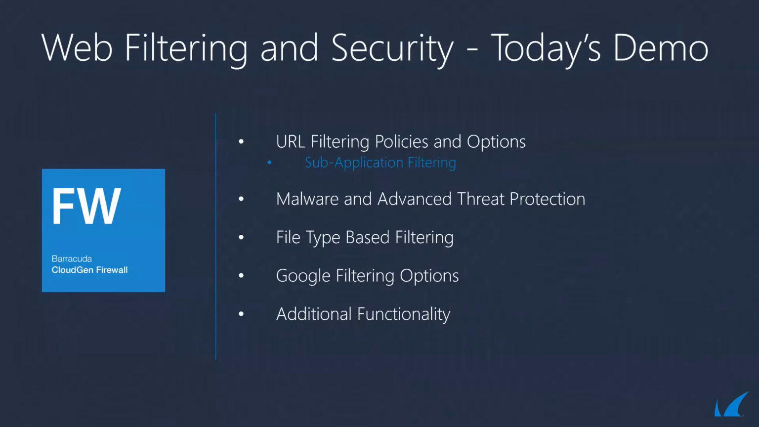Today's demo will showcase the web filtering and web security options from the perspective of a user. We'll take a look at what the user sees when you set up some of these different URL filtering policies, as well as some sub-application filtering. Next, we'll take a look at how you can protect the user from downloading malware and advanced threats to their system. Following that, we'll take a look at how you can control the types of files that users can actually download. When it comes to Google, we'll see how you can enforce Google Safe Search across your network, as well as how you can enforce that only corporate G Suite accounts are accessed. Finally, we'll finish by looking at some added functionality available on the CloudGen firewall.